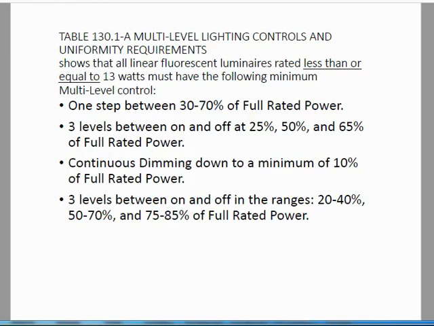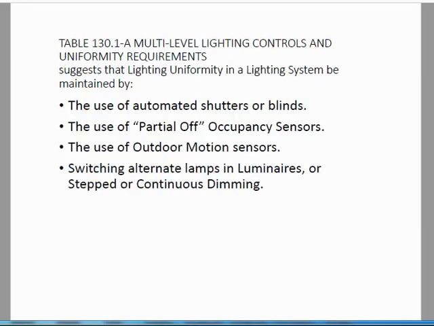Does it have to be continuous dimming? Does it have to be one step between 30 and 70? What does it have to be? Well, take a look at the answers. Pause if you need to. Look it up if you feel like it. And the answer is one step between 30 and 70% of full rated power. So, in other words, the ability to shut the thing down by half or so.